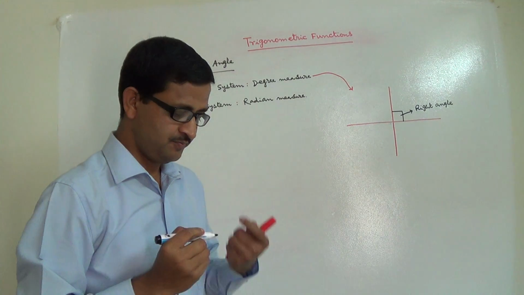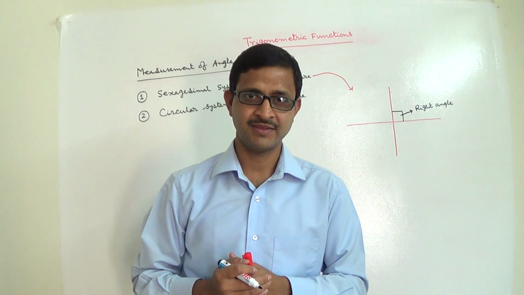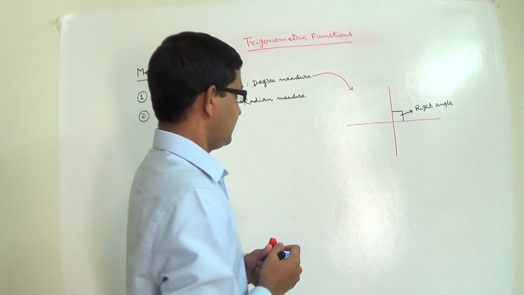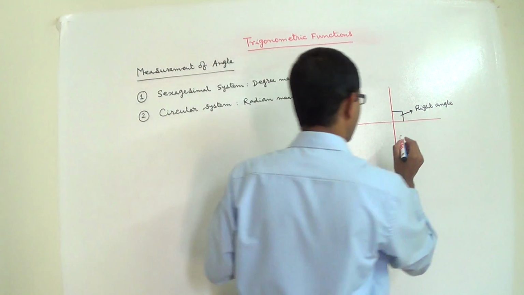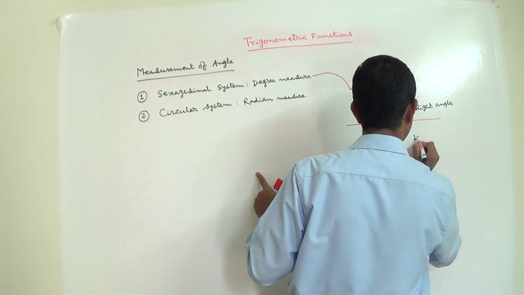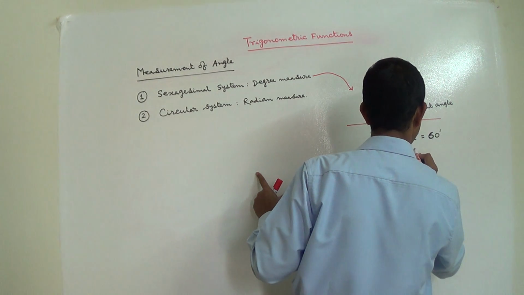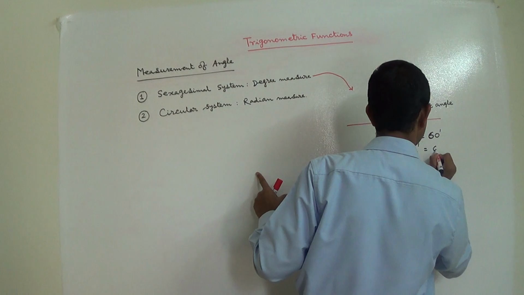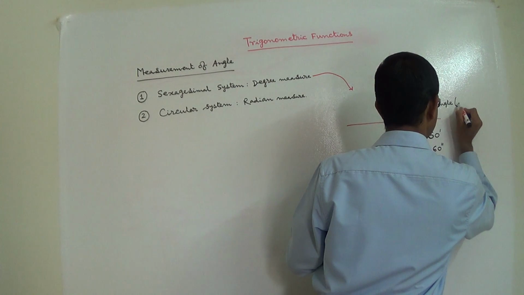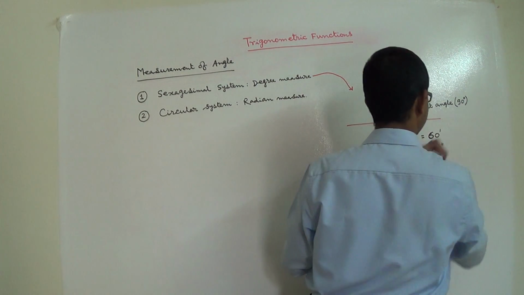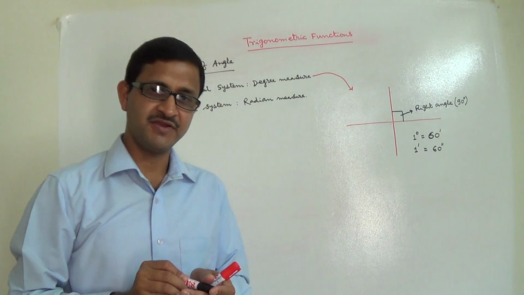Right? So a right angle is the unit of this measurement. And it is known as degree, and it has some other units. So 1 degree is also known as 60 minutes, and 1 minute is known as 60 seconds, and a right angle is actually 90 degrees. Clear? Okay.